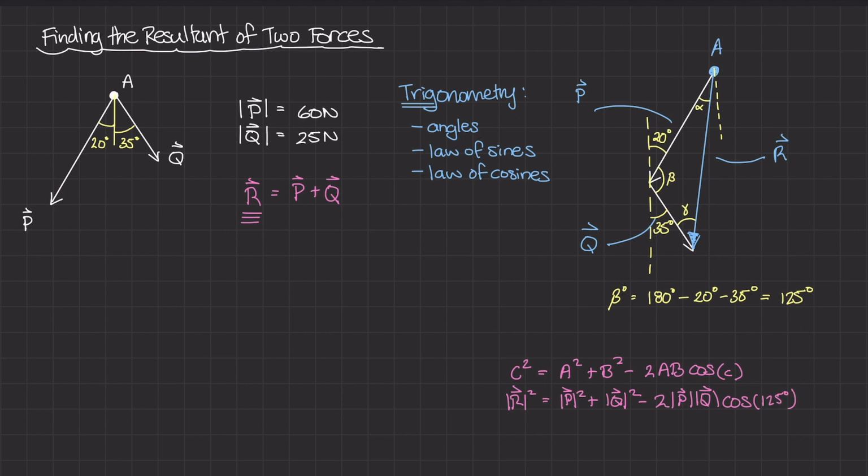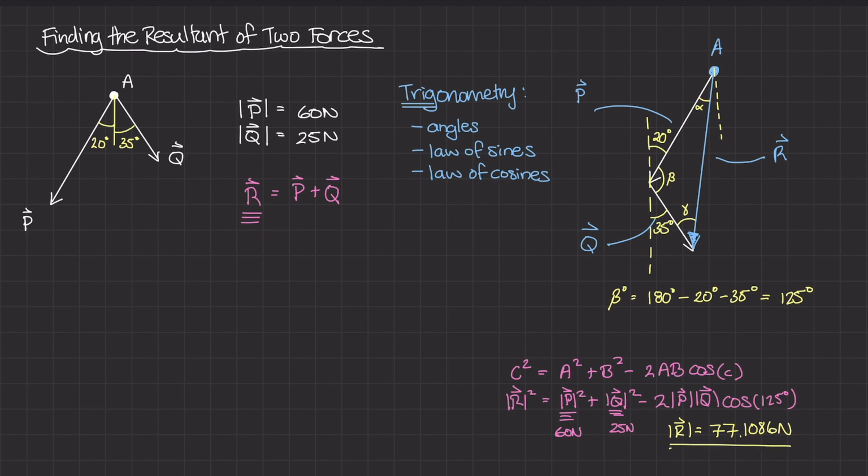Now, this is pretty straightforward algebra. We just plug this into our calculators. The magnitude of P, in this case, would be 60 newtons, and then Q would be 25 newtons. So if we were to solve all this out, we would get the magnitude of R is equal to about 77.1086 newtons.